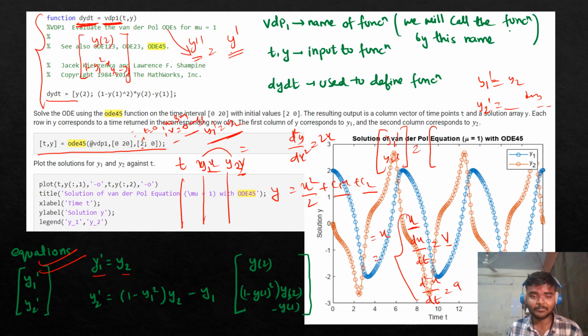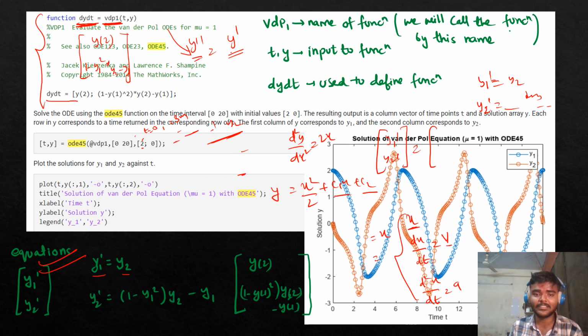I am assuming you have understood this particular thing. Now I will recap what all these things are. Firstly, we define the function so that we don't have to write this again and again. This function contains a column vector, and this VDP1 is the name to call. Whenever I have to call the column vector, I have to write VDP1.